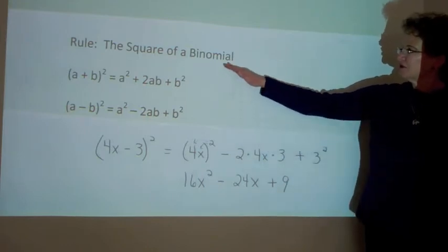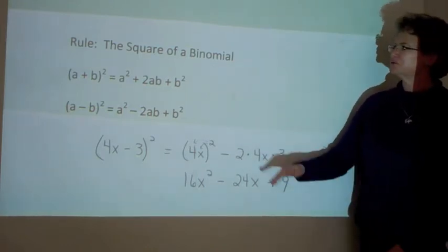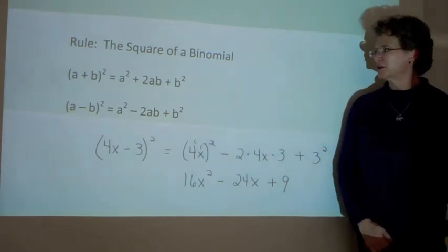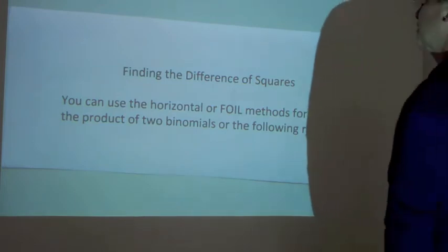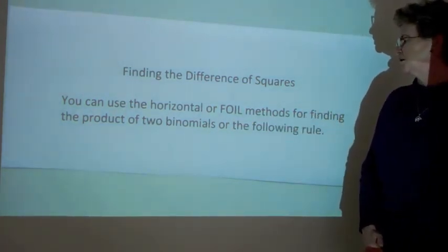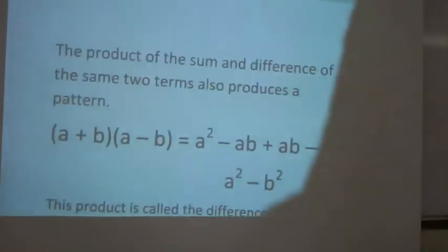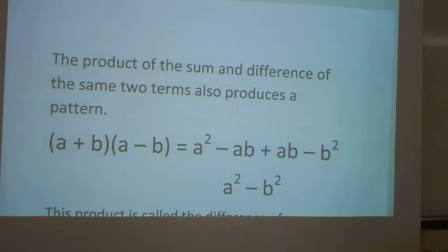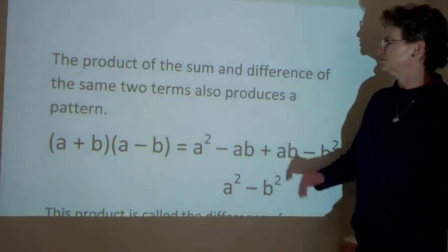If you have not done so, I need you to pause the video and write down this rule. Tomorrow we're going to use this rule to square a binomial. Alright, finding the difference of squares. You can use the horizontal or the FOIL method for finding the product of two binomials, or you can follow the rule. The product of the sum and difference of the same two terms also produces a pattern.